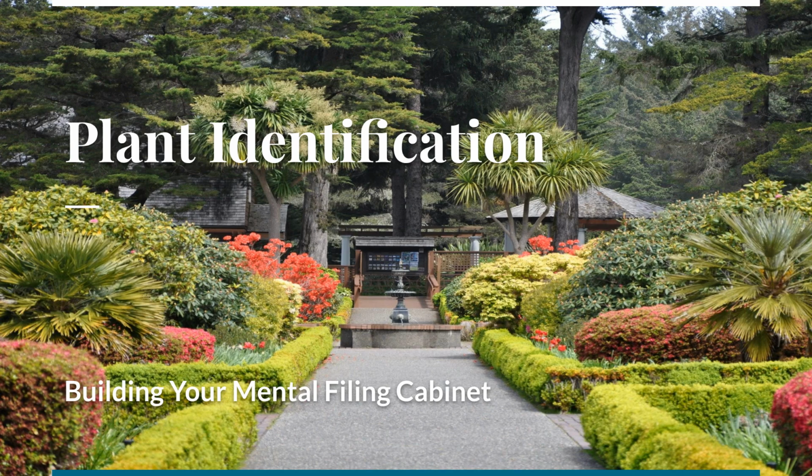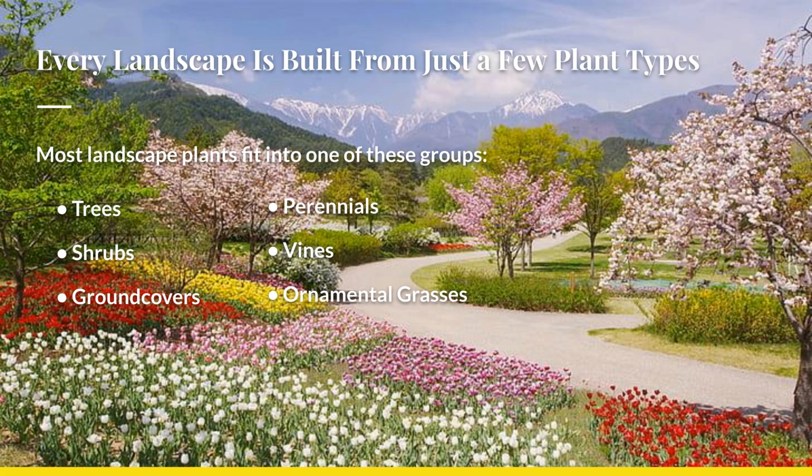Before we learn individual species, we first need to understand the major plant categories. At first, it may seem like there are thousands of different plants to learn, but almost every landscape plant belongs to one of just a handful of categories. Trees create height and shade. Shrubs provide structure. Ground covers fill empty spaces. Perennials add seasonal color. Vines grow vertically. Ornamental grasses create texture and movement. Once you recognize these groups, every new plant has somewhere to belong.